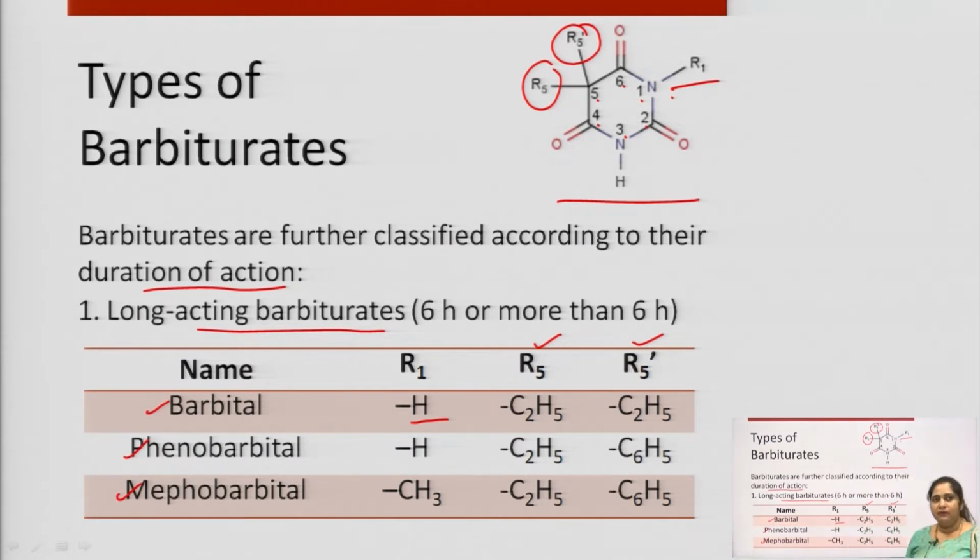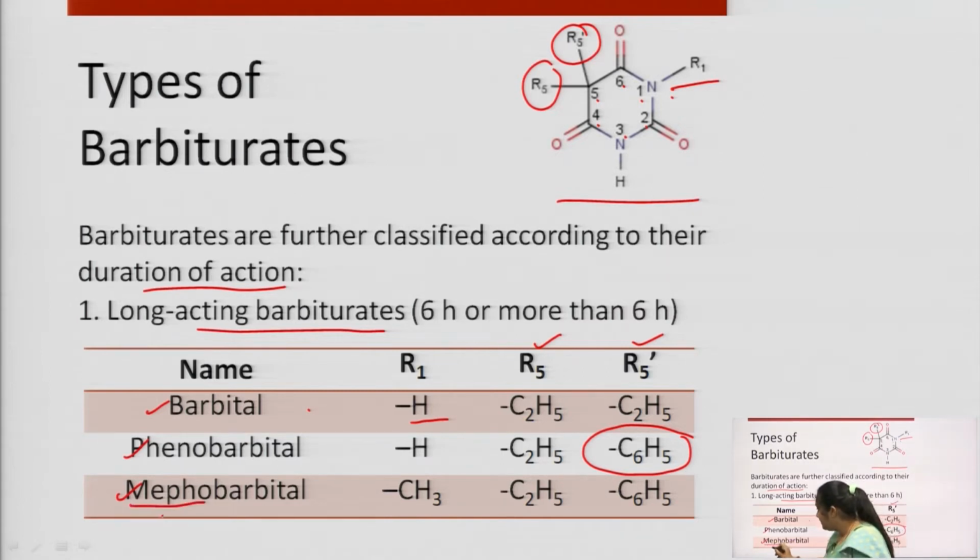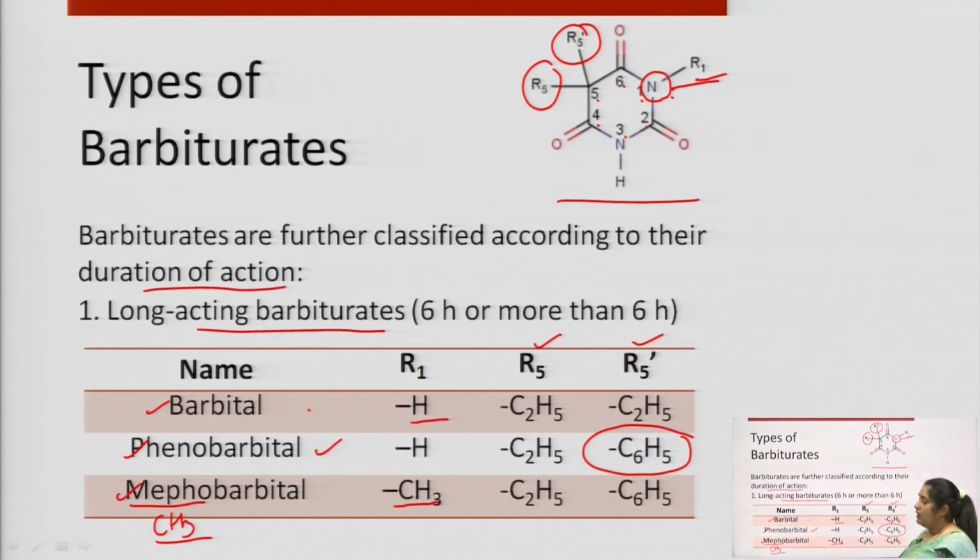In case of phenobarbital, it is almost similar to barbital, the only point is that one ethyl group has been replaced with a phenyl ring. Further, mephobarbital. In case of mepho, as we know, mepho represents CH3, the methyl group. When this nitrogen is substituted with the methyl group, it is known as mephobarbital. It is almost similar to phenobarbital. The only difference is that nitrogen is substituted with a methyl group.